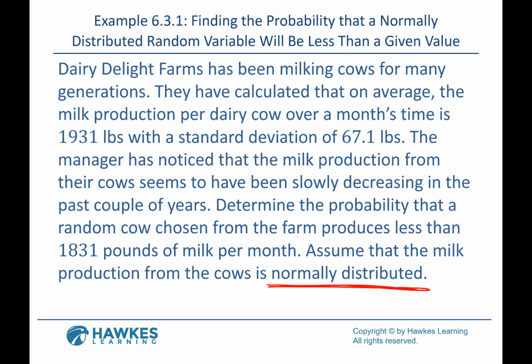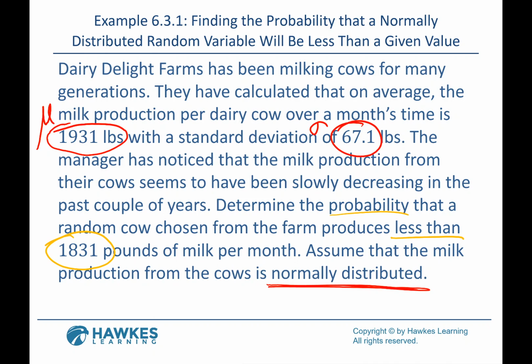Okay. So to do that, we need to pay attention to the mean and the standard deviation that we're given. So this one says on average, or the mean, a cow produces 1,931 pounds of milk per month. That's our mean. And then our standard deviation, sigma, 67.1 pounds. And then this other number it gives us down here is part of the question, because it says determine the probability that a random cow produces less than 1,831 pounds of milk per month. So that's the one we want to know the probability for. And this part, that we want to know less than that, will be important in a second.